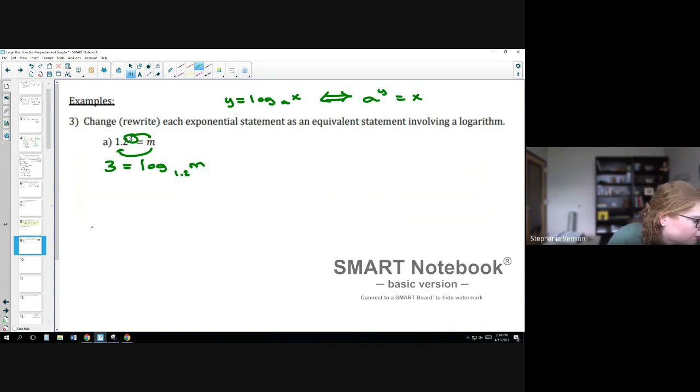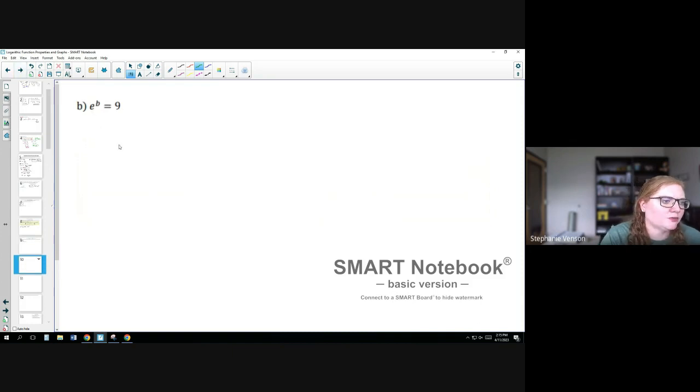It's going to take some practice, but definitely take a minute to look at it. If you need to pause the video, try it again. It's really just memorizing how to write one form into the other form. But let's do some more practice first. So we have log base 1.2 of m equals 3. Let's try it again. Okay, so this one says e to the b is equal to 9.